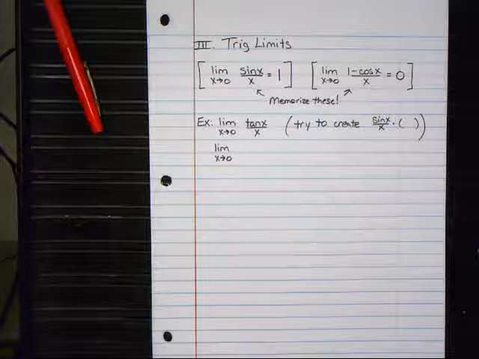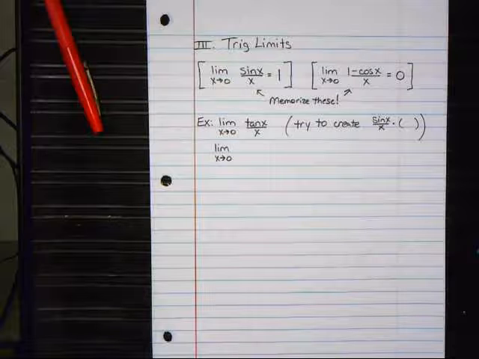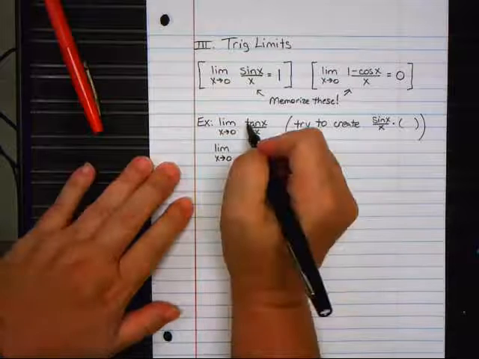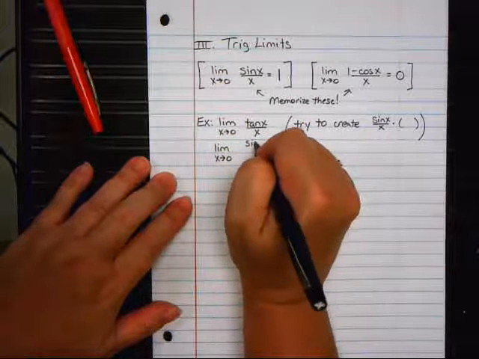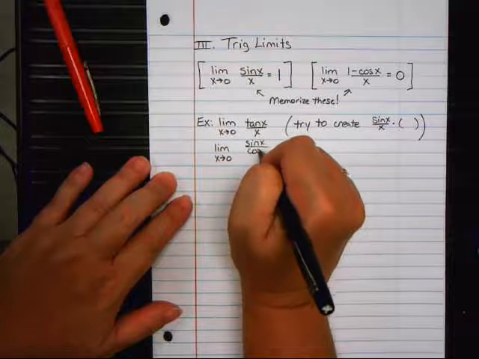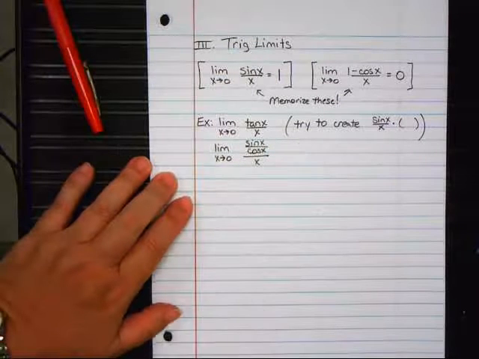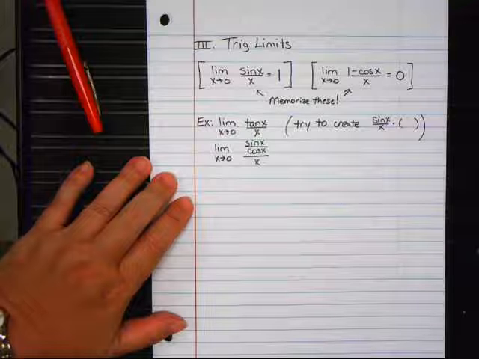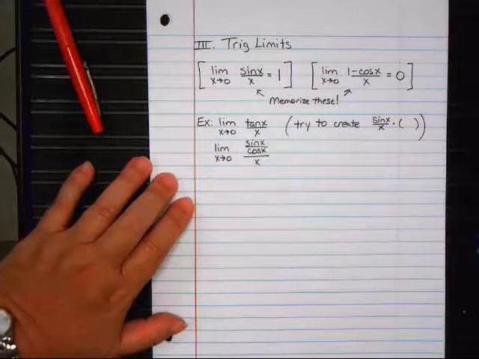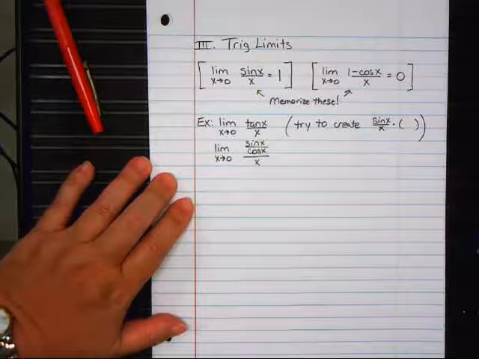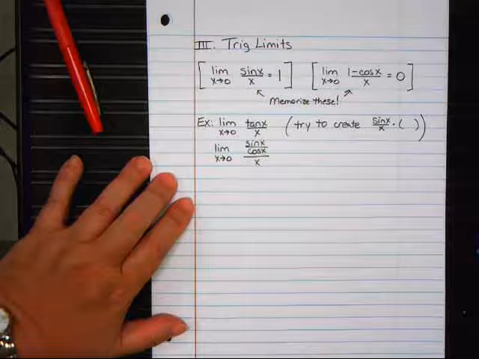Say it again. Sine over cosine is another name for tangent. Do you remember that? Okay, so let's rewrite tangent as sine over cosine, and then put it over x. Okay, so I want to try to play with this thing until I can get a sine of x over x. Anybody got an idea of what I can do to this to clean it up?